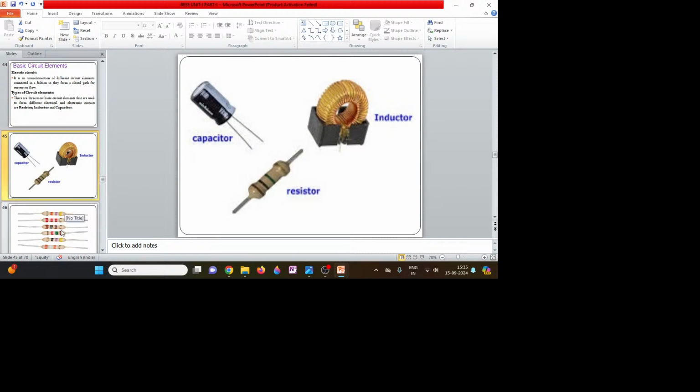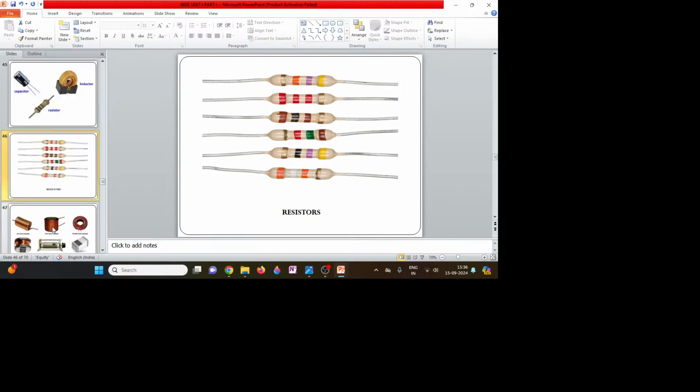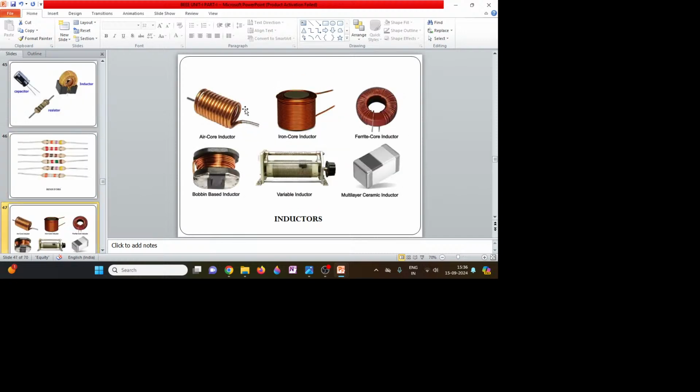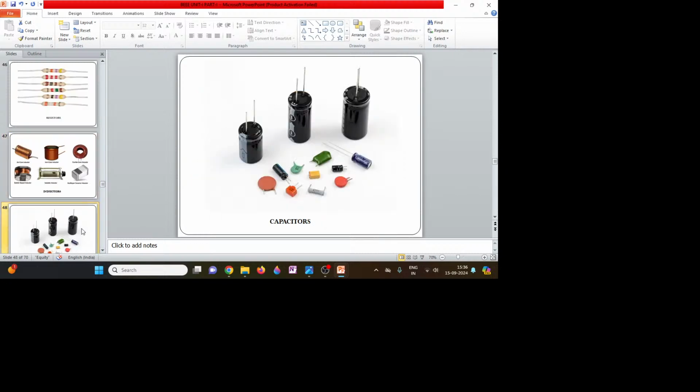Okay then, so these are the resistors. These resistors have color coding provided on them. Depending on the color coding that has been provided, the value of the resistance will vary. If we know each color coding value, we can calculate the resistance of each resistor, which has been shown in this diagram. So these are the different types of inductors, and these are the different types of capacitors.